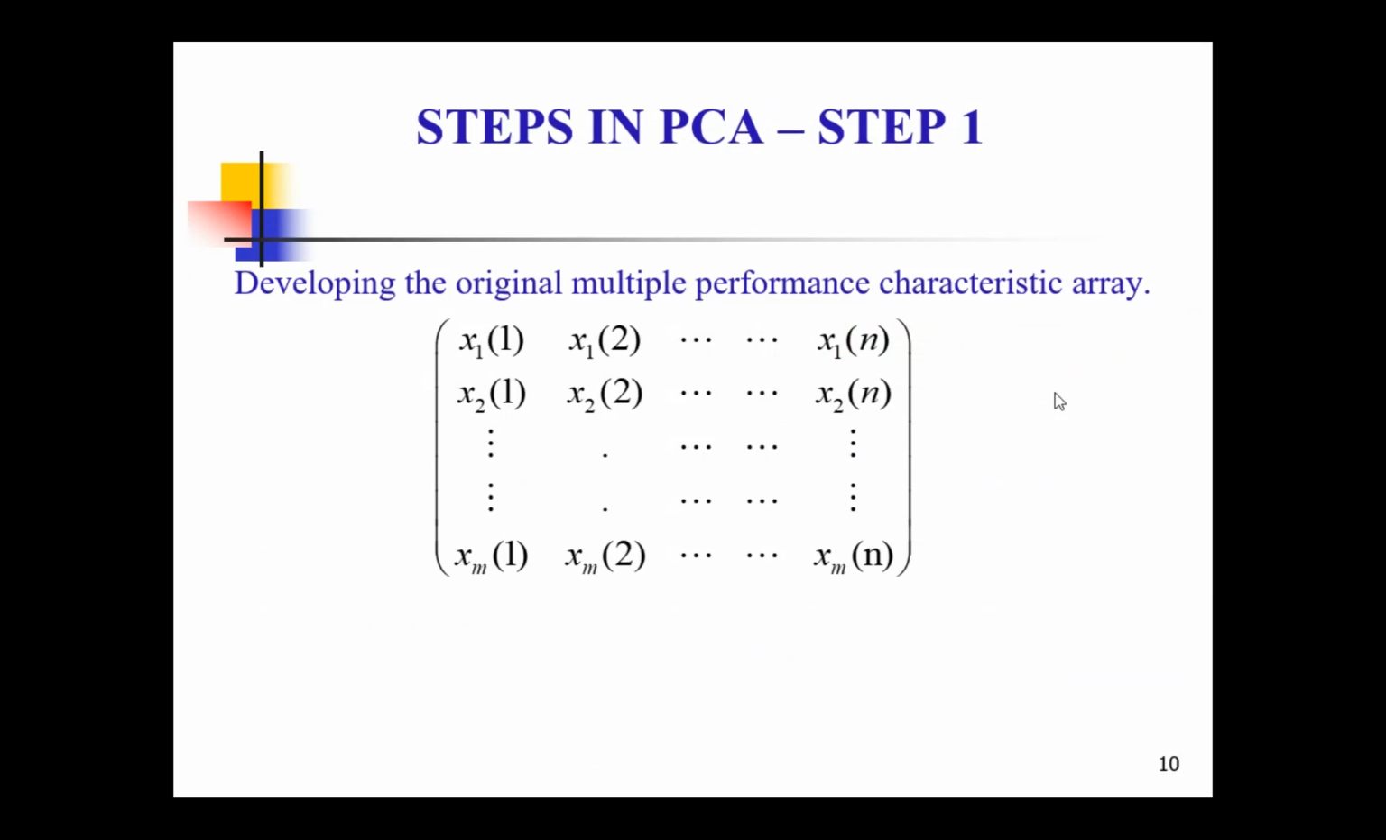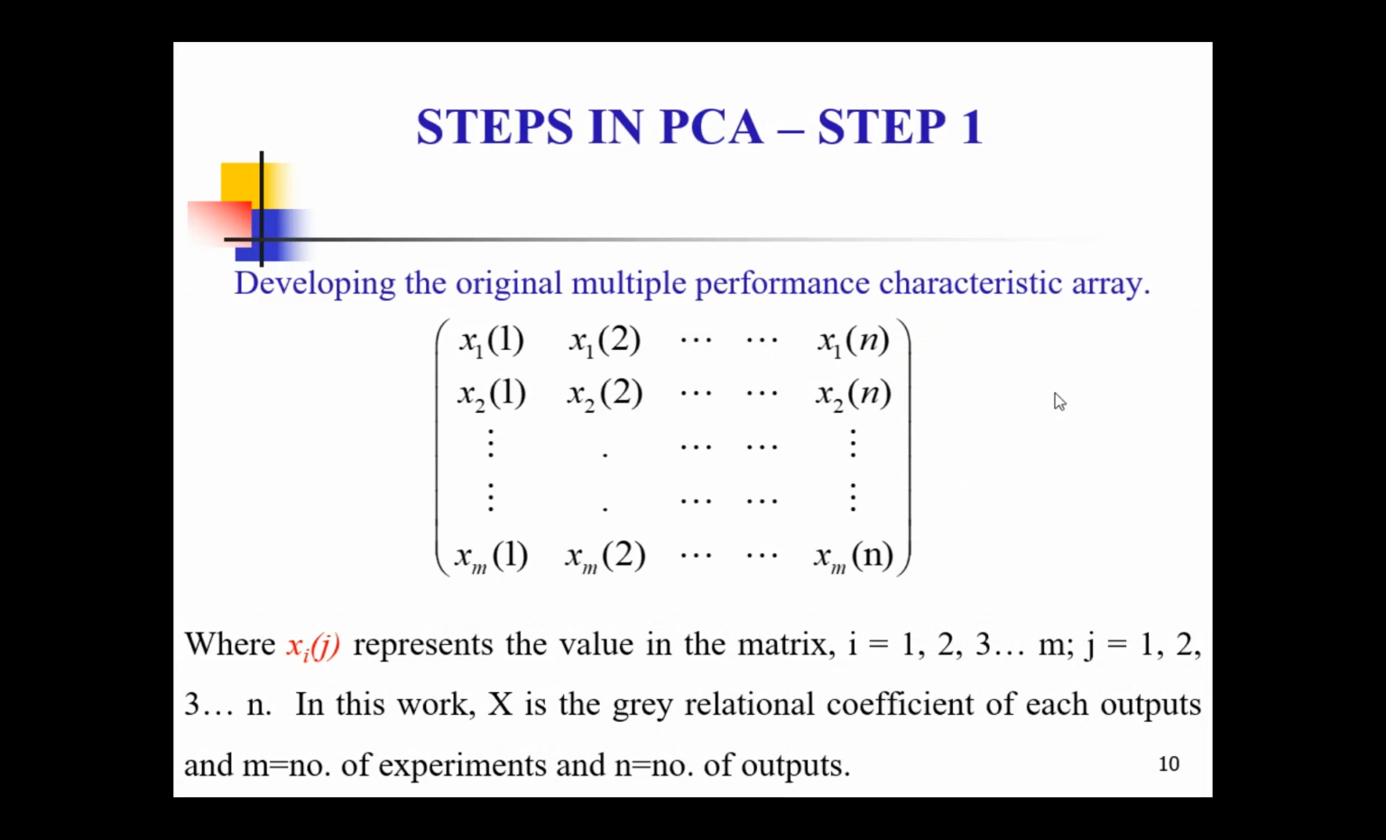x1 of 2, x2 of 2 and xm of 2 may be the output response 2, for example, surface roughness. So the surface roughness for trial number 1 is x1 of 2, the surface roughness for trial 2 is x2 of 2. Similarly, we have to formulate this in a matrix form, where xi of j represents the value in the matrix.